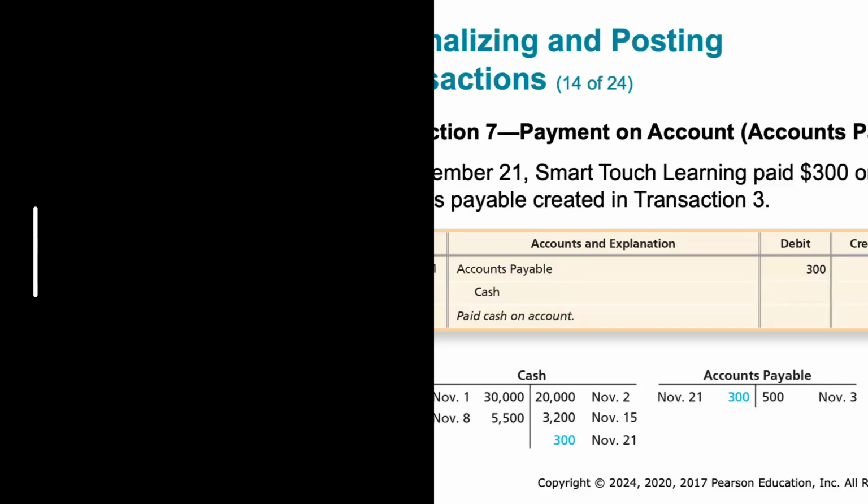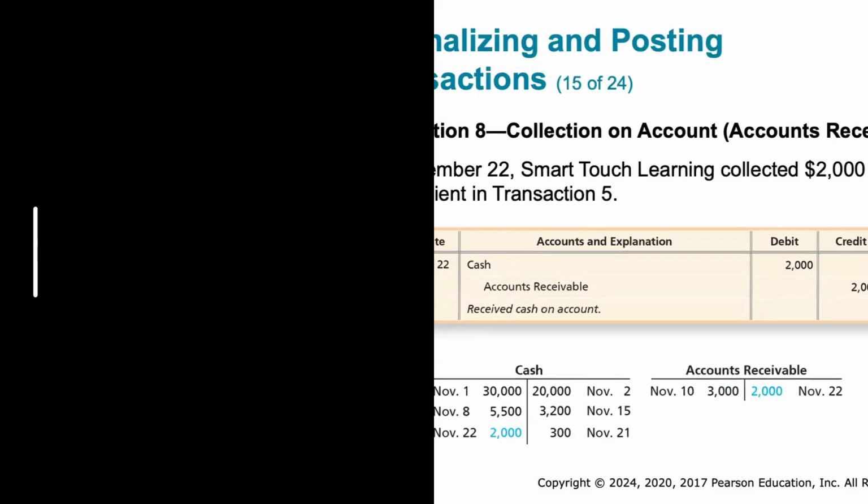So then we transfer those over to our journals, and the cash is showing a decrease. Accounts payable is showing a decrease with the debit, and cash showing a decrease with the credit.